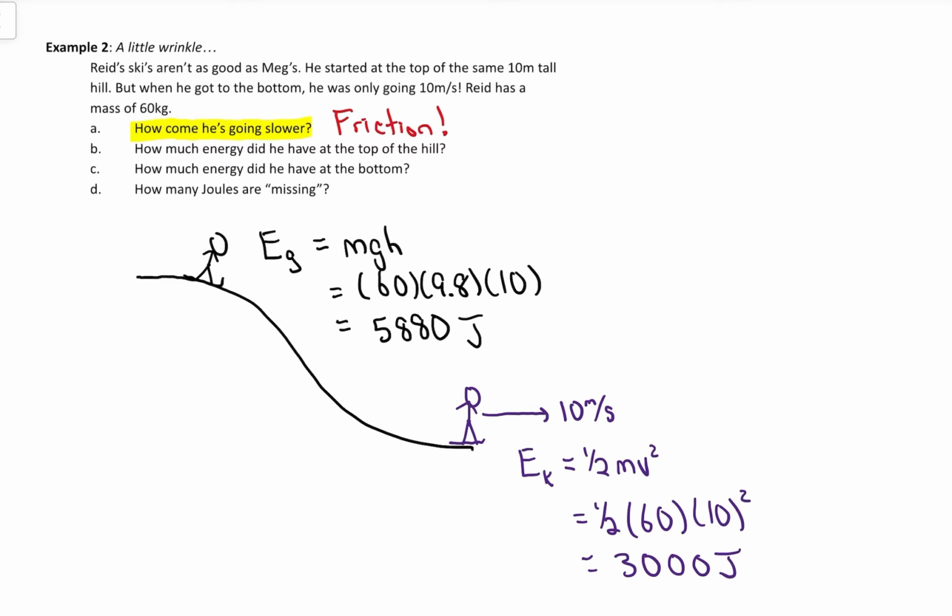So at the top of the hill, the person started off with 5,880 joules of energy based on how high they were. At the bottom of the hill, based on how fast they were going, they only had 3,000 joules. How many are missing? It is literally almost like an accounting question. Imagine you start off with $5,880 and later you had only $3,000. We can figure out how much energy is missing.